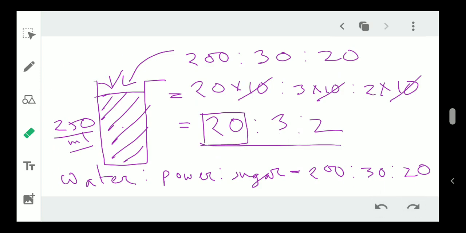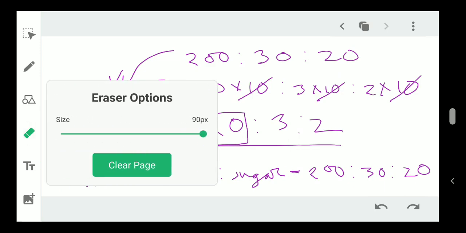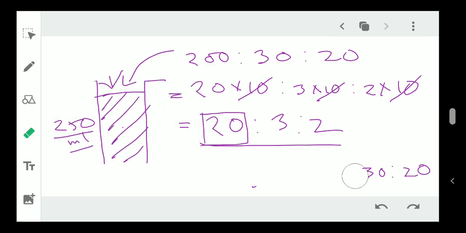Let's say I am giving water of 1000 ml. So water is 1000, that means this 20 I have to make equal to 1000. So how to make 20 equal to 1000? If I multiply 50 with it.